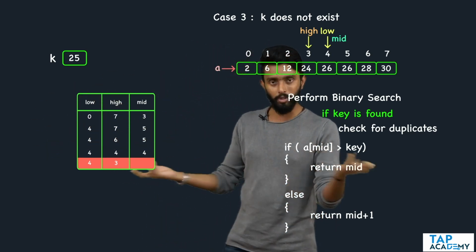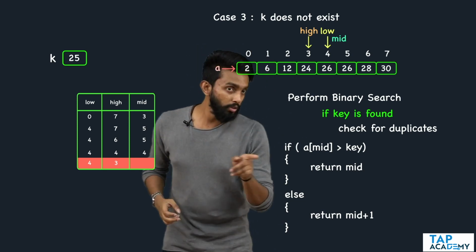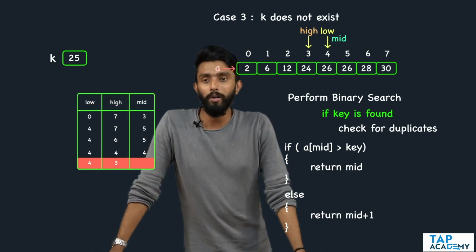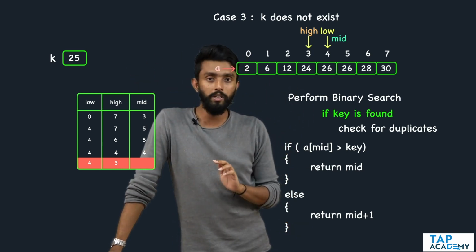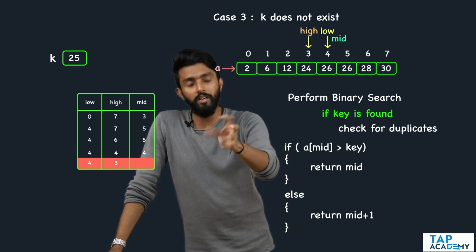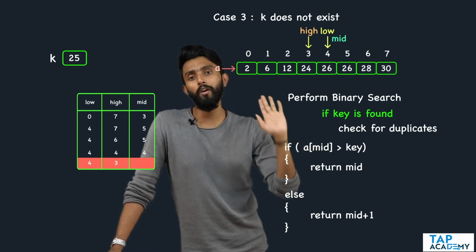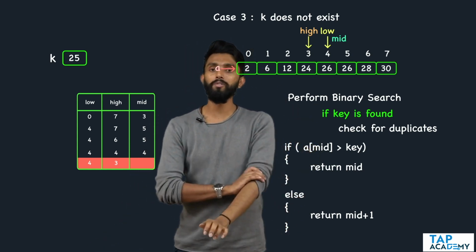I hope you're able to think. That is what we wrote for the last two cases. So this is for returning the mid value. Now, if the key is not present, or if the key is present and duplicates are there, both of that this one took care of. Any confusion till this point of time?